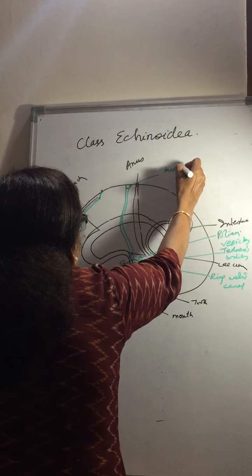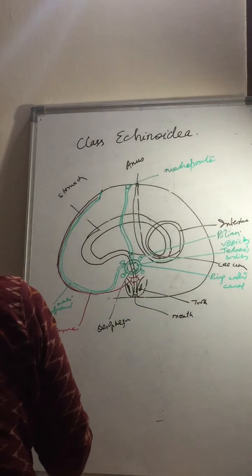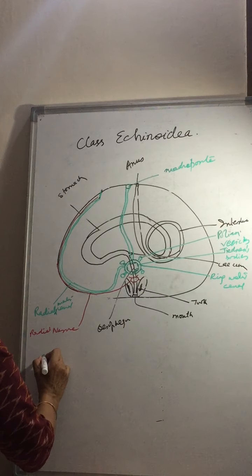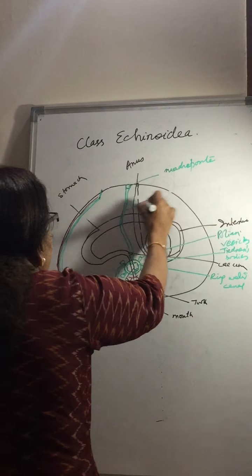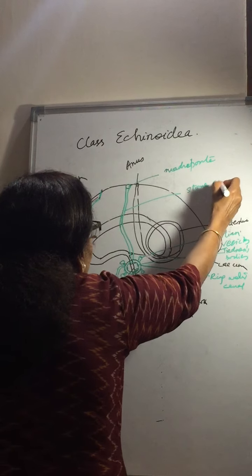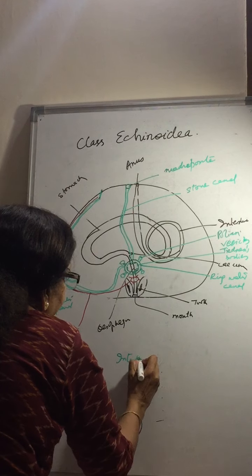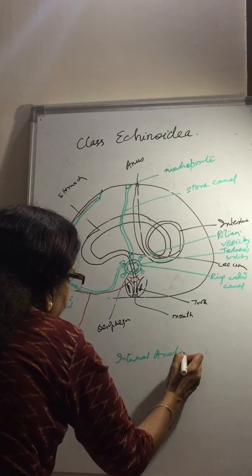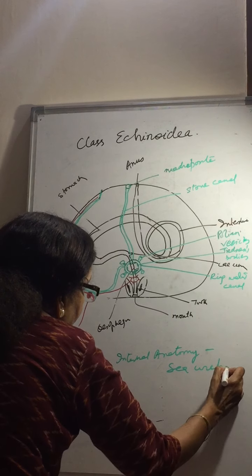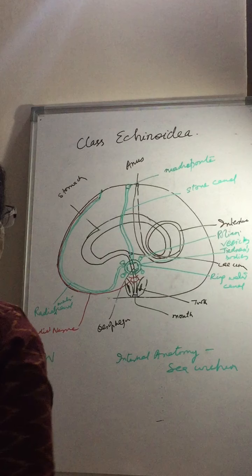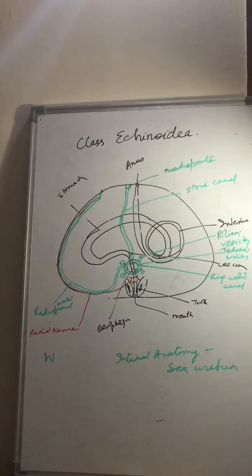So we have now started with the internal anatomy of the sea urchin. This is the madreporite, and from the madreporite, this stone canal is there.